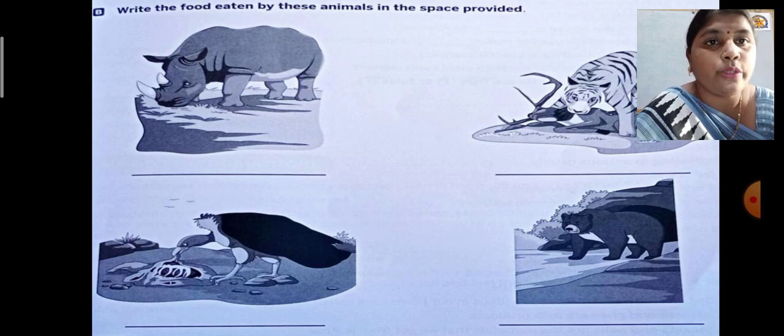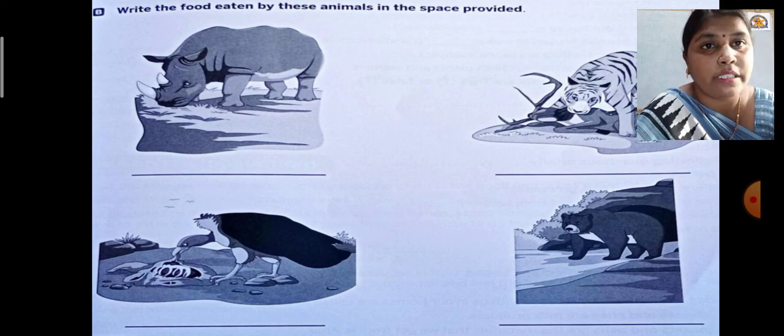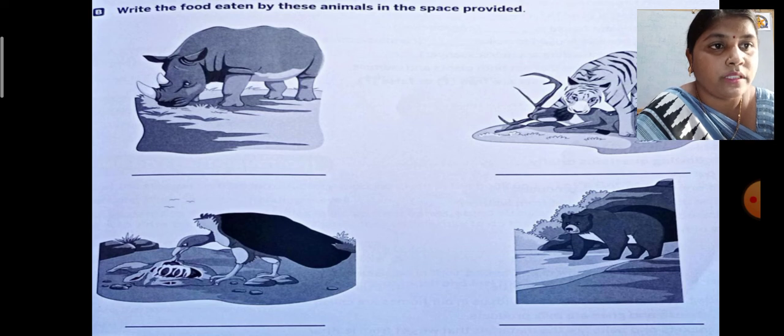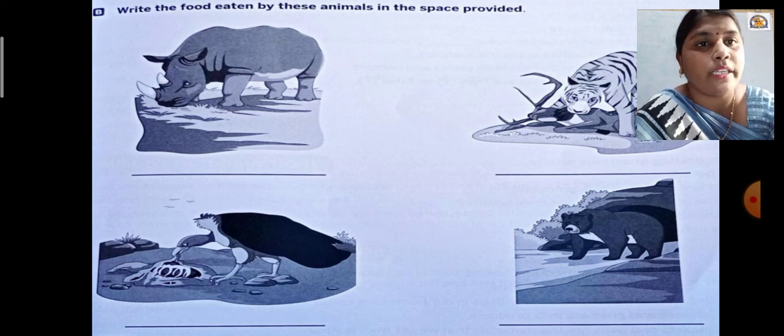So what you have to do? You are not going to write the names of these animals. You have to write the names of the food that these animals eat. For example, rhino. See the picture, grass. Okay, tiger, flesh, and vulture, flesh of dead animals, and bear, both. Okay, plants also and flesh also. So in this way you have to write down the food eaten by these animals.